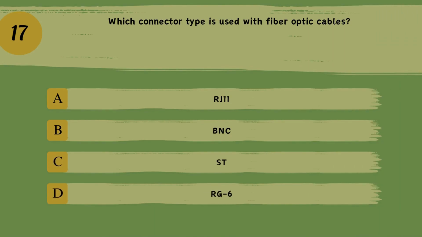Question 17. Which connector type is used with fiber optic cables? A. RJ11. B. BNC. C. ST. D. RG6. Correct answer. C. ST.